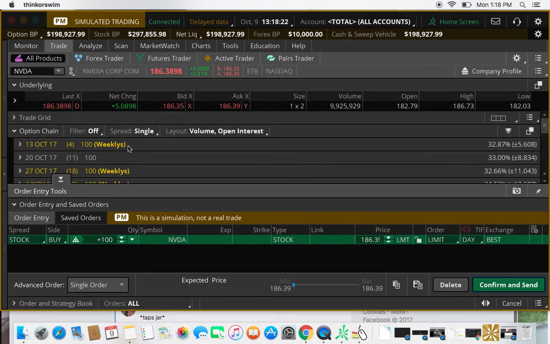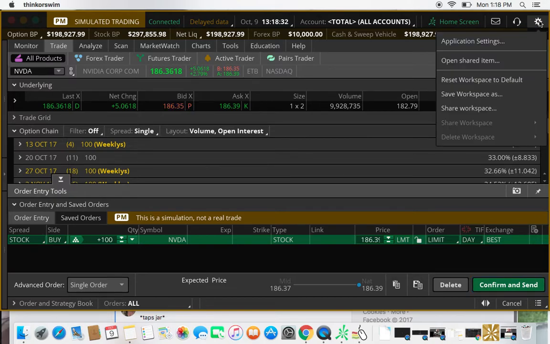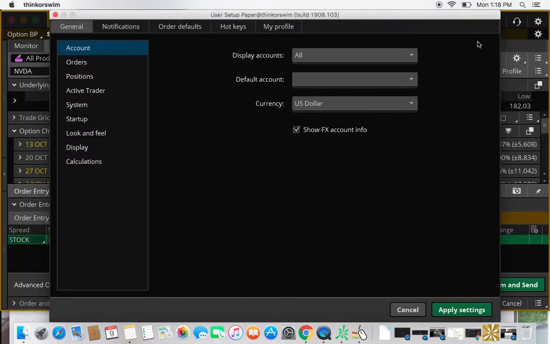Also, do me a quick favor, go all the way to the upper right-hand corner of thinkorswim. Very far upper right. Click on the gear wheel there. Which one, the top one or the bottom one? The top one. And go to application settings. And then go to the left-hand side and select Look and Feel.